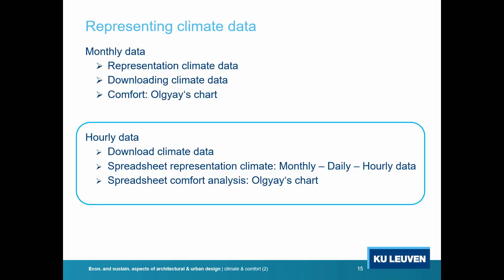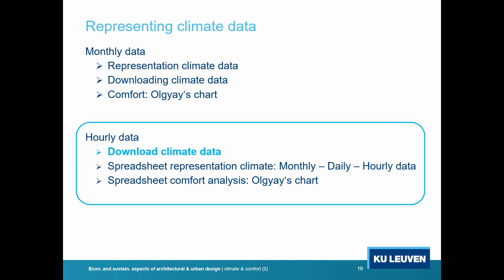So how are we going to do that? First of all, we need the data. So you're first going to look for a good location to represent your site. And then you're going to download the data, and then we're going to process them again in a graphical way in the spreadsheet, which is online, which I will explain now.